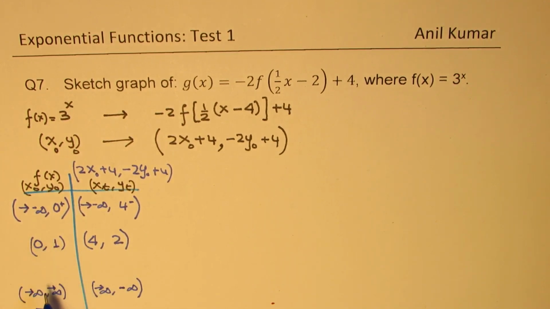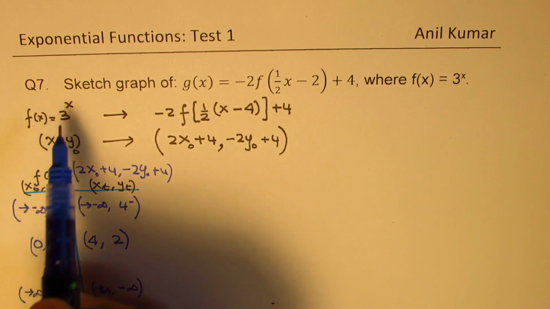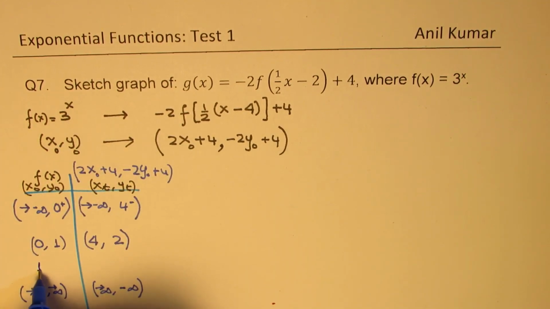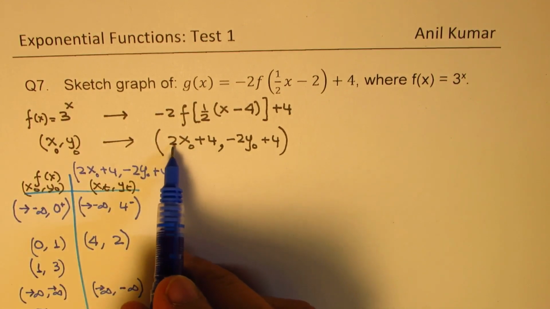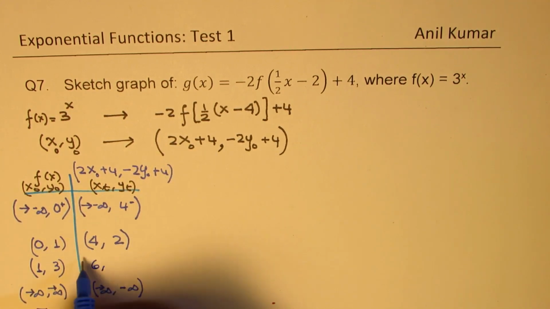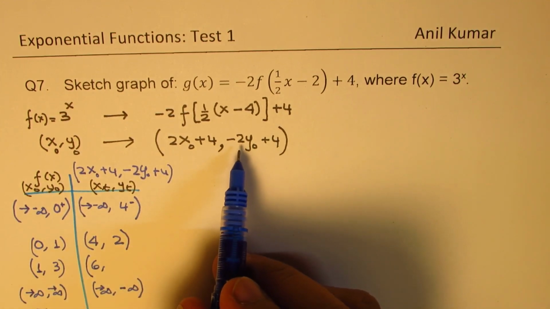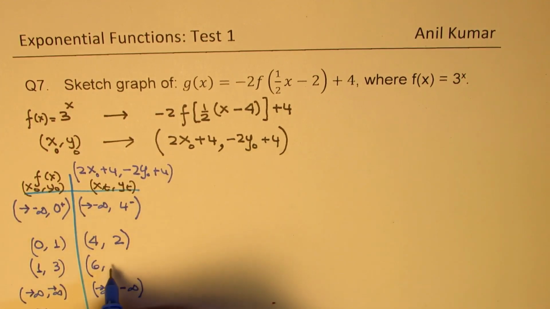We could take two more points here related to the value of x as 1 and minus 1, right? So if I take 1 as the x value, 3 to the power of 1 will be 3. On this side, 1 times 2 is 2 and plus 4 is 6. And as far as 3 is concerned, we get minus 6 plus 4, which is minus 2, right? So we get 1 point here.